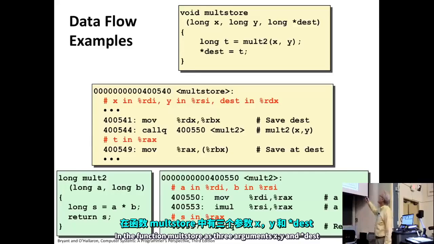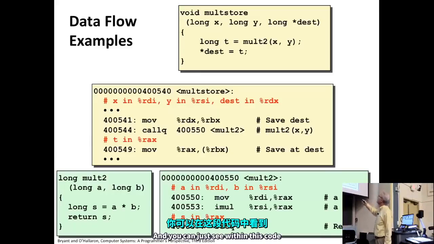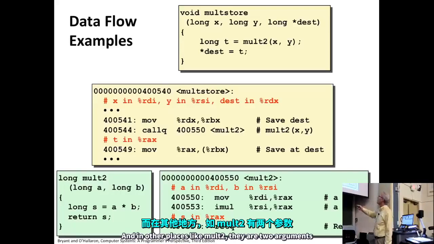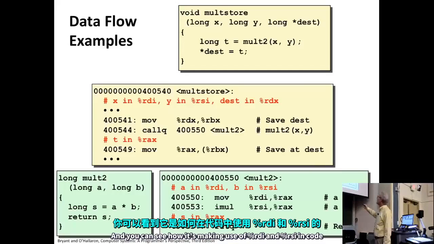The function mult_store has 3 arguments, x, y, and dest. And you can just see within this code that it's making use of registers like RDI. And in other places, like mult2, which has 2 arguments, you can see how it's making use of RDI and RSI in the code.